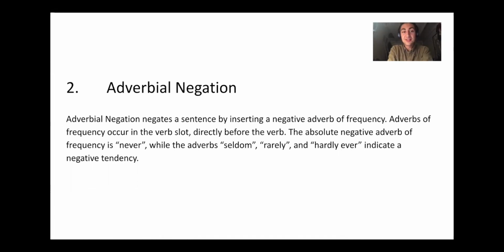Adverbial negation negates a sentence by inserting a negative adverb of frequency. Adverbs of frequency occur in the verb slot, directly before the verb. The absolute negative adverb of frequency is never, while the adverbs seldom, rarely, and hardly ever indicate a negative tendency.